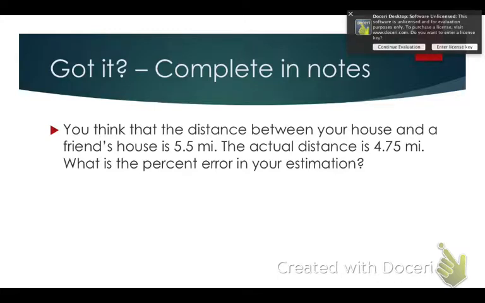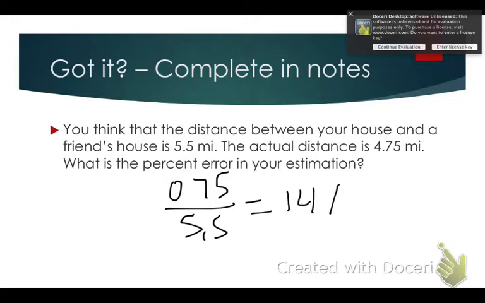So you should have subtracted 5.5 minus 4.75 and gotten 0.75, divided by 5.5, because that's your estimation. 0.75 divided by 5.5, and you should have gotten 14% error in your estimation.